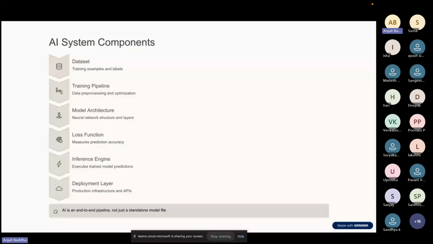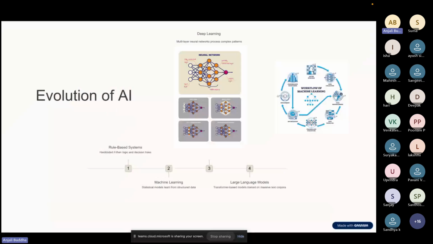And here I've taken an example of a subset of AI, which is machine learning. Right. How has this AI evolved? Let's see the evolution technically.